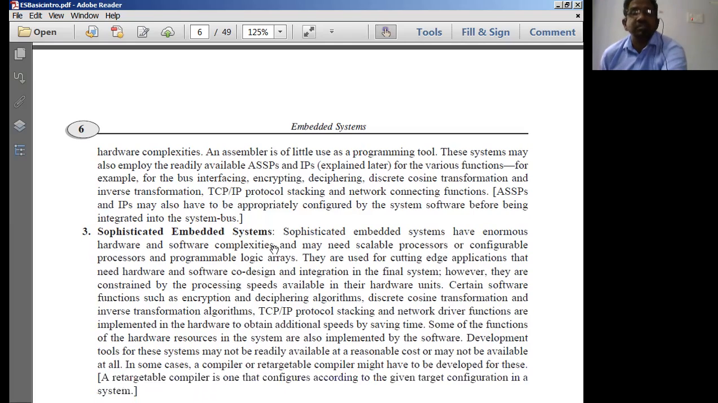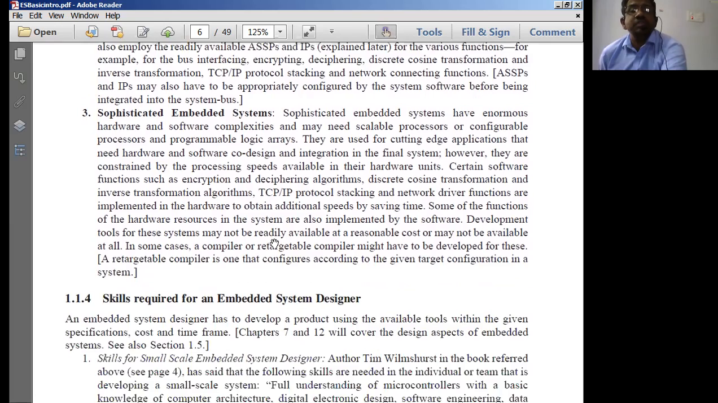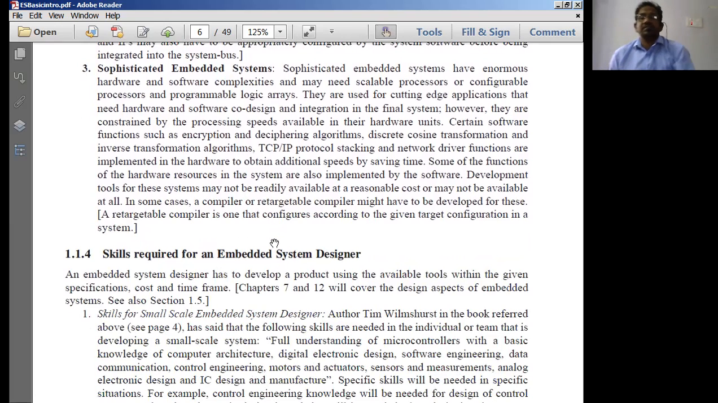The next one is going to be called sophisticated embedded systems. Now, what do you mean by sophisticated embedded systems? Sophisticated systems have enormous hardware and software complexities. That means the size of the hardware and the size of the software is going to increase beyond the medium scale in sophisticated embedded systems, and they may need scalable processors or configurable processors and programmable logic arrays.